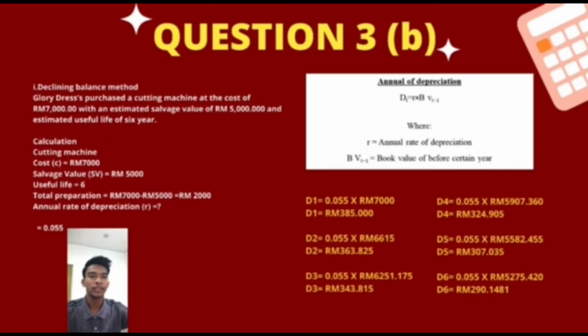Total depreciation equals 7,000 ringgit minus 5,000 ringgit equals 2,000 ringgit. So the answer for the annual rate of depreciation is 0.055, and for the formula of annual depreciation, write it in a white box, with the answer below the formula.